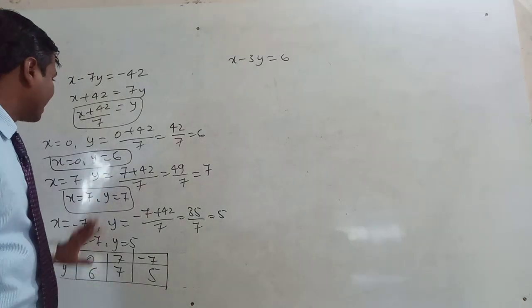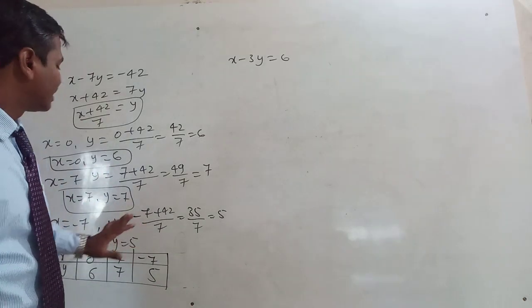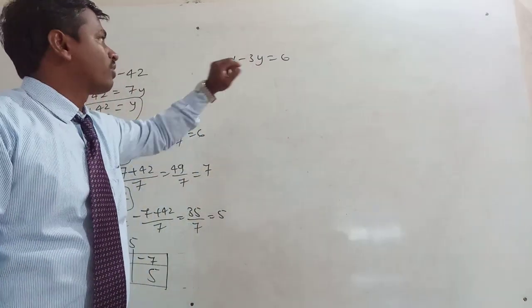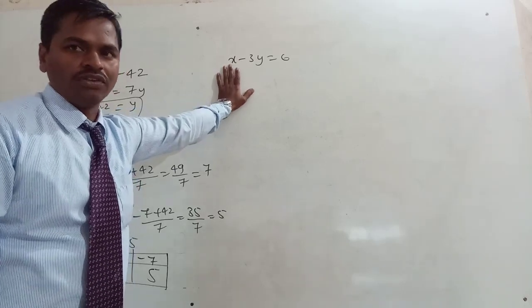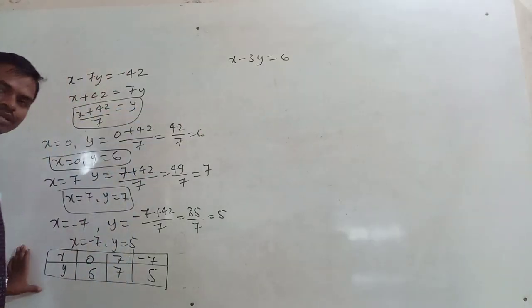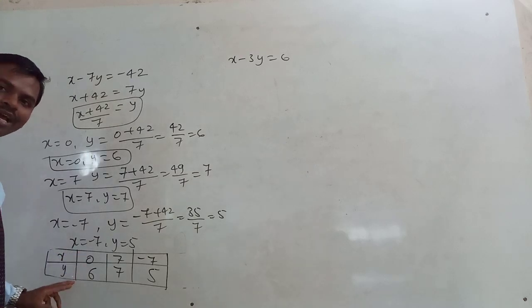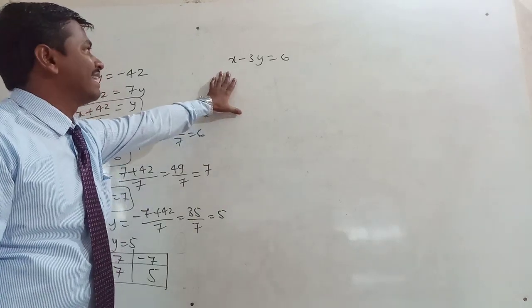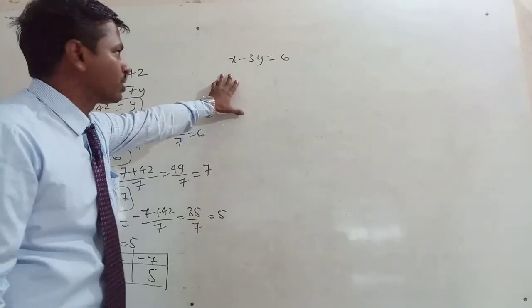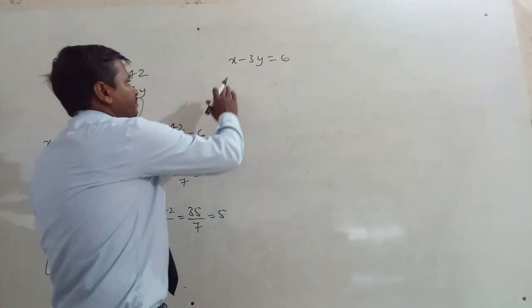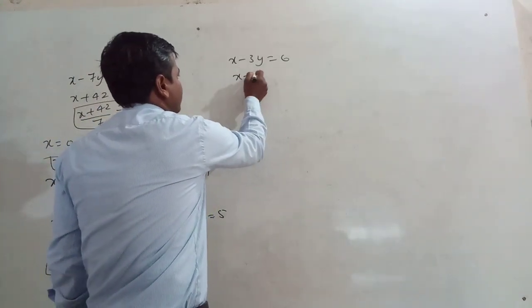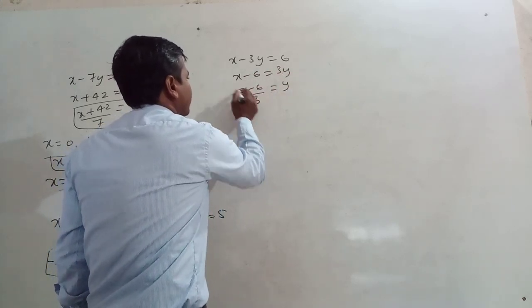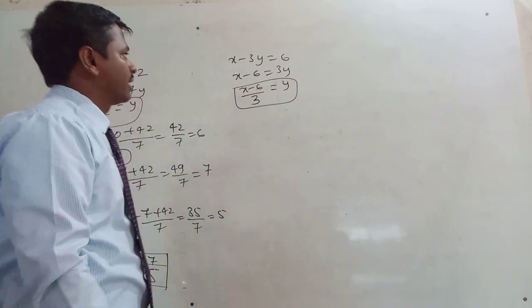Now, in the same way, we will solve the second equation also. We will get the x values and corresponding y values for the second equation and draw the graph. This table is important here. Shift the 3y to that side: x minus 6 equals 3y, so y equals (x minus 6) by 3. That is the equation we are getting here.